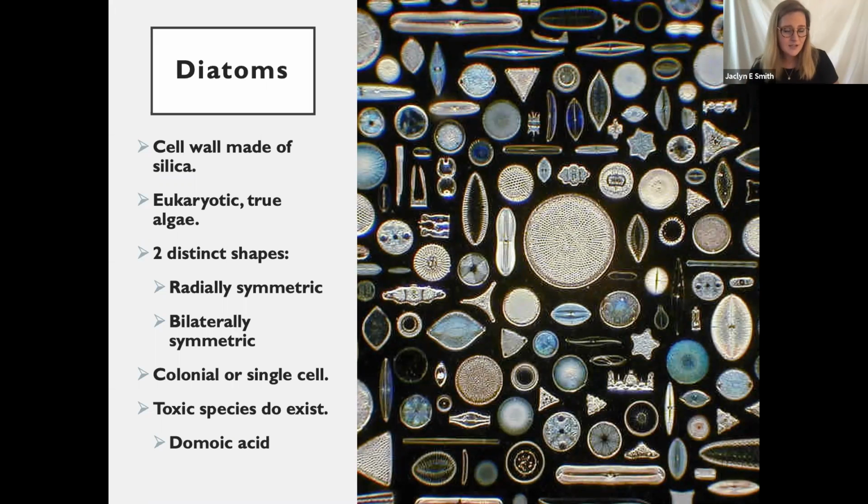The first one being diatoms. So these guys, they have a cell wall made of silica. They are considered true algae, so they are eukaryotic. And they have 2 distinct shapes, that being radially symmetric and bilaterally symmetric. And this correlates with the 2 orders of the centric and the pennate. They typically are single cell, but I often find them in colonial versions as well. And there are a few species that are toxic. Some of them are associated with shellfish poisoning, so that would be with the domoic acid.